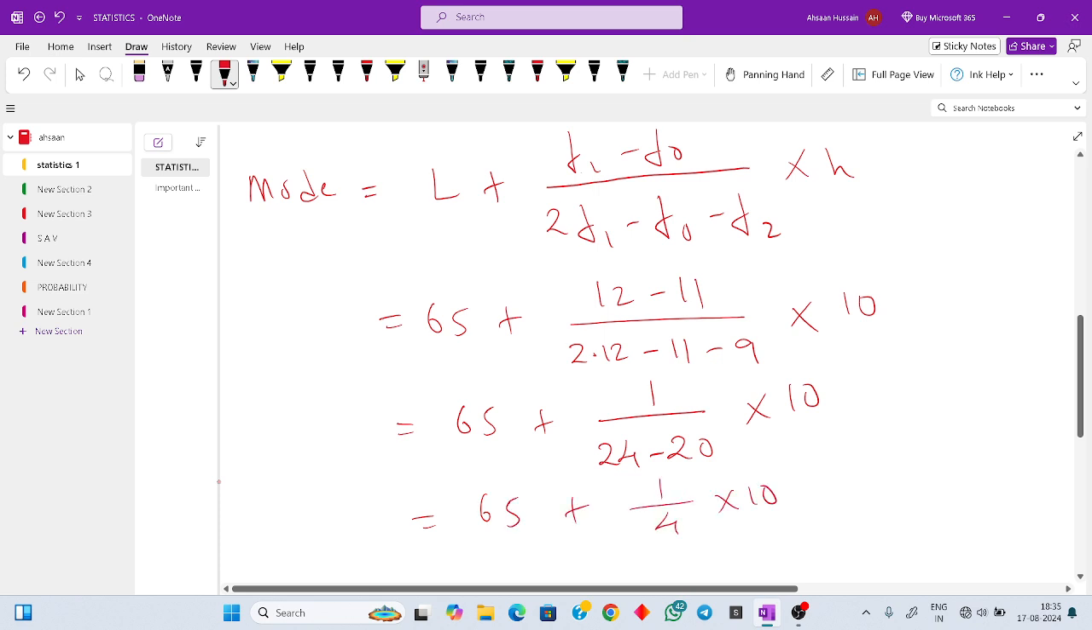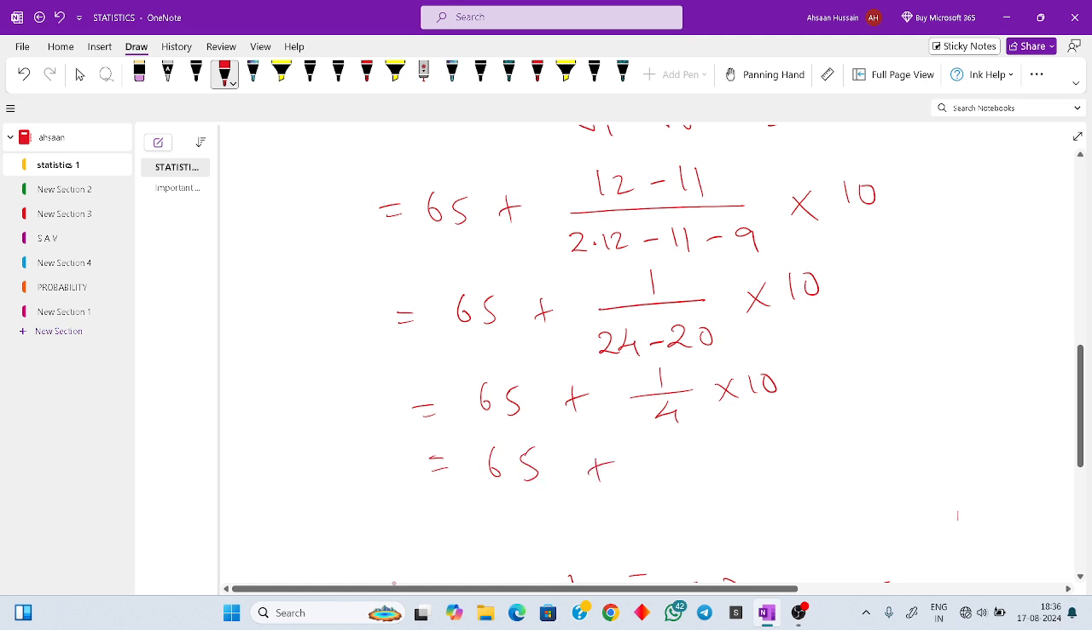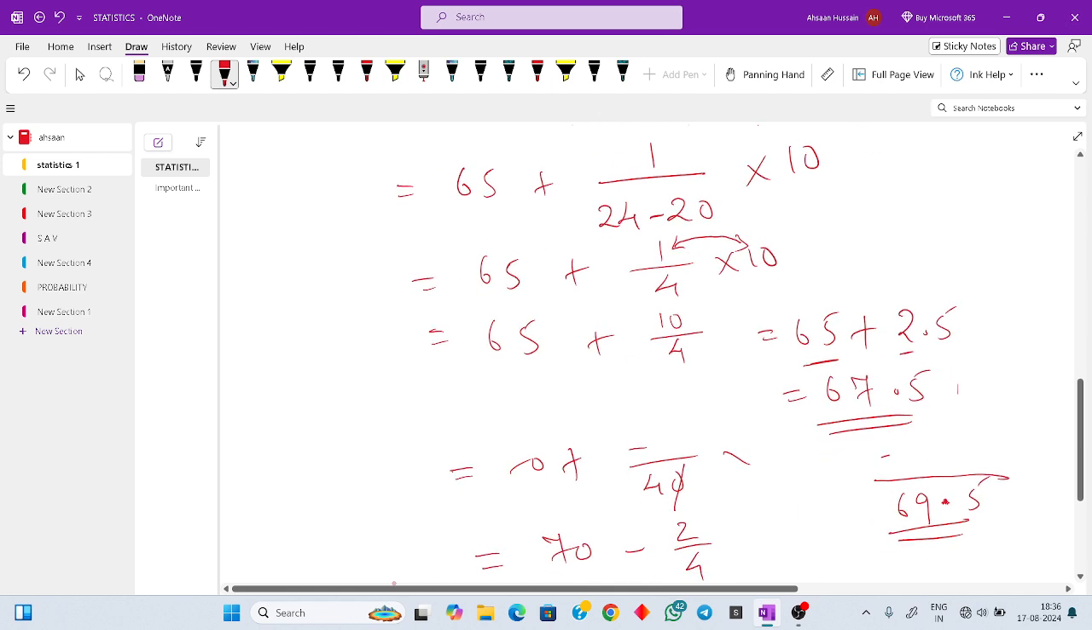Okay. So it will be 65 plus, we can multiply these two values, 1 and 10. It will make 10 by 4. So 65 plus 10 divided by 4 means 2.5. So the answer will be 67.5. 65 plus 2.5, that is 67.5. Okay, this is our mode.